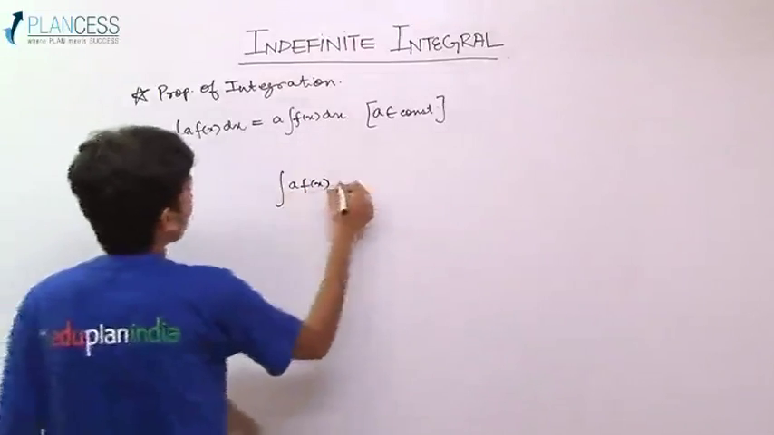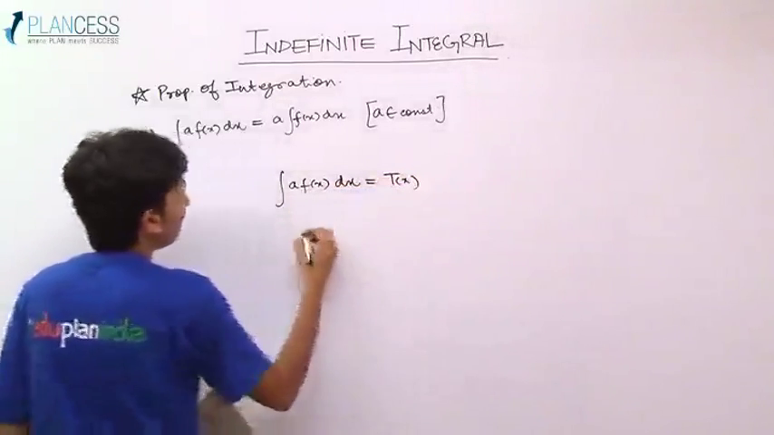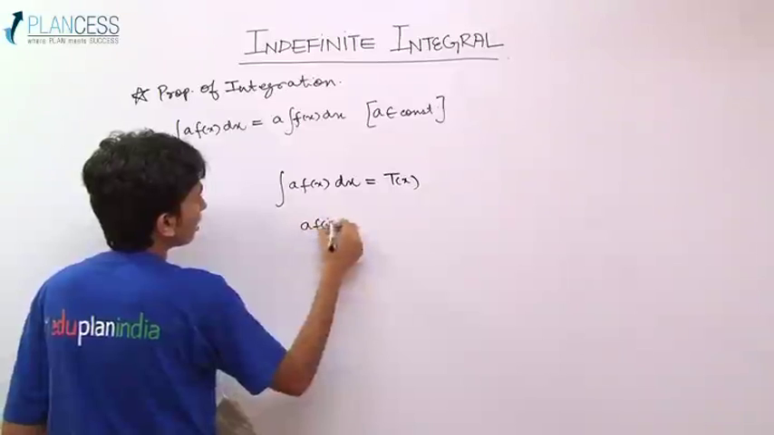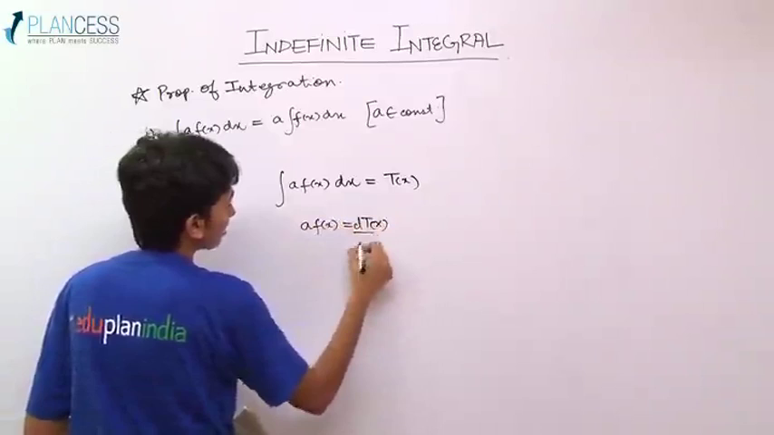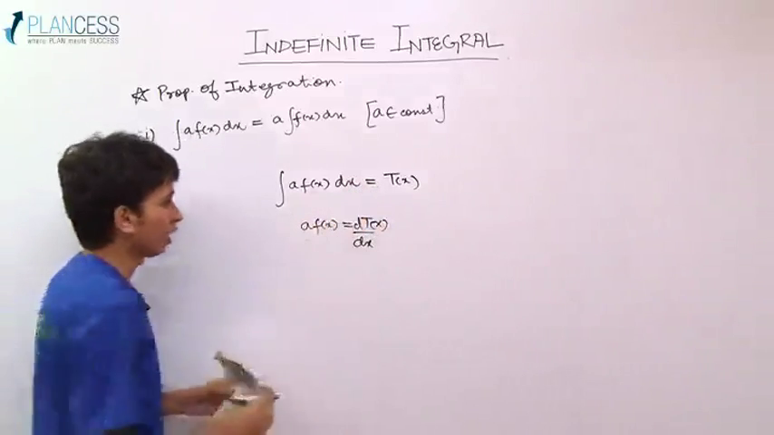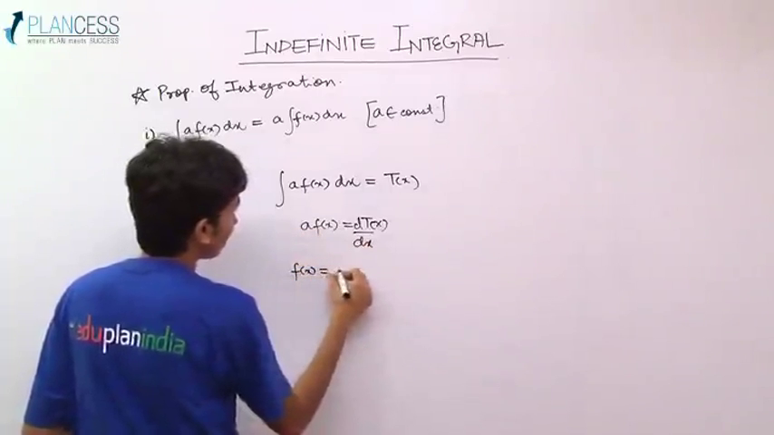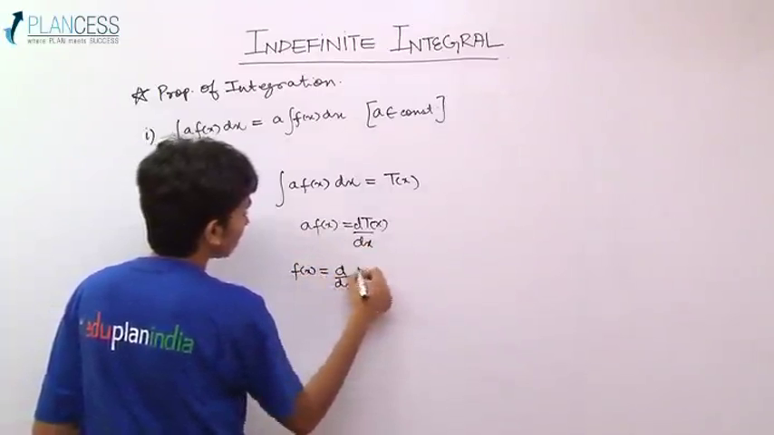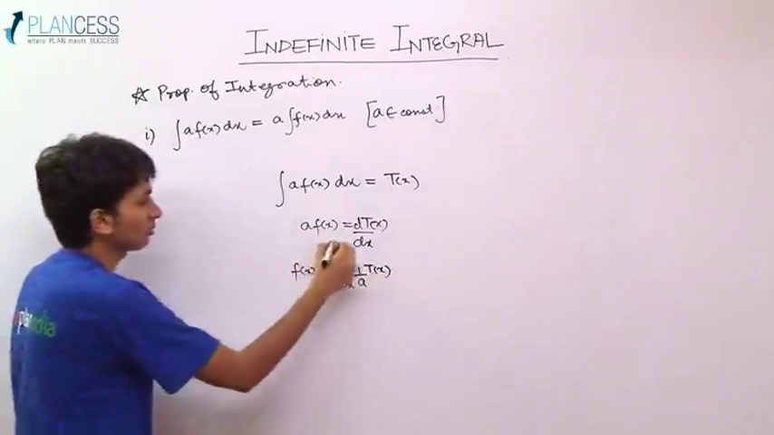Since we know the integral of f(x) dx is some function, let's say T(x), then we would know that a f(x) would have been a T(x) d by dx, because if this would have happened, then only we would have implied this. So since we know a is a constant, what we can do is f(x) can be taken as d by dx of 1 by a T(x).